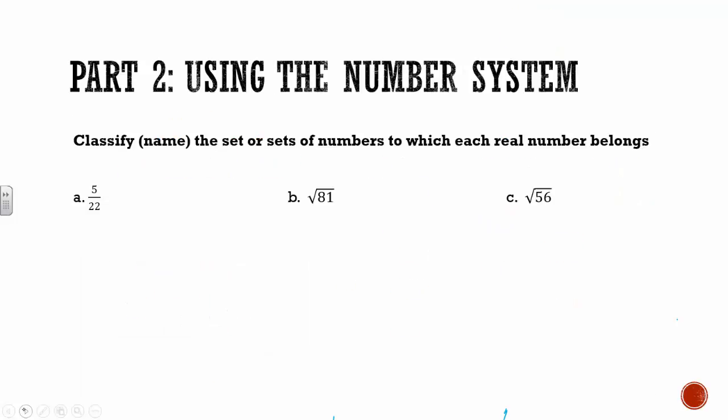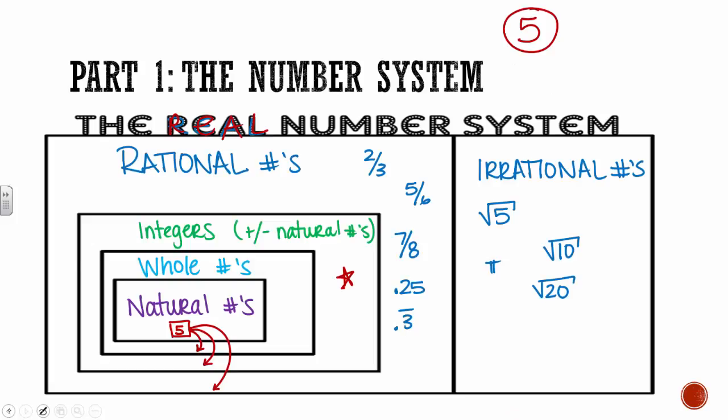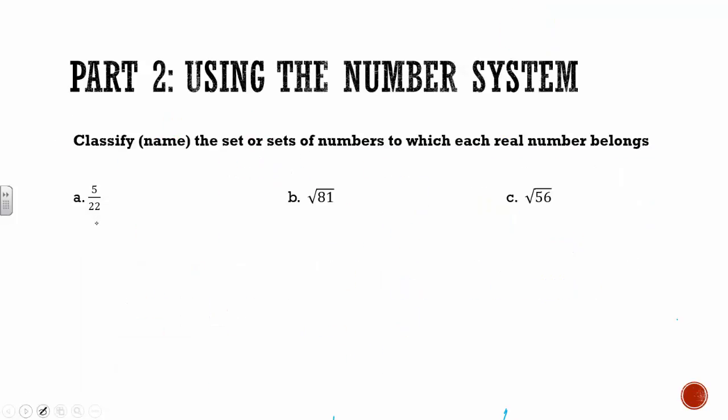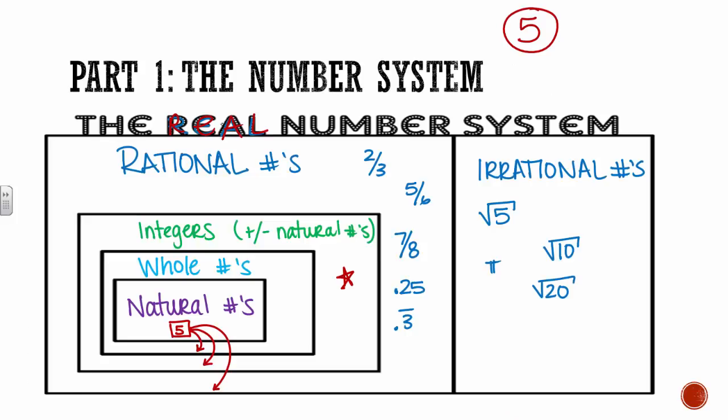So you'll get questions like this. Classify or name the set or sets of numbers to which each real number belongs. So I see the first one, 5/22. It's a fraction, so automatically I'm thinking a rational number. Because it's talked about in this class, it is a real number. And you guys might see this symbol occasionally. It's an R with like 2 things on the side. That means a real number. And then we go back here, so it's real.